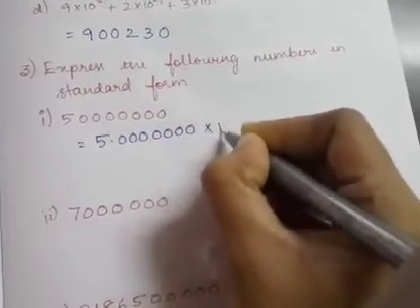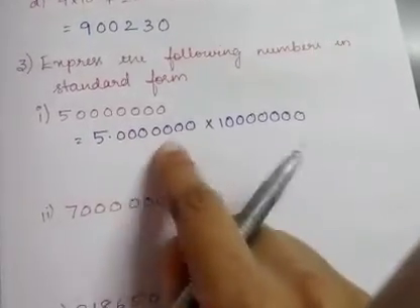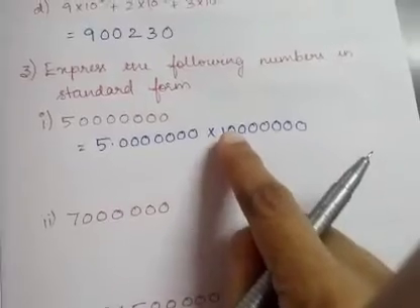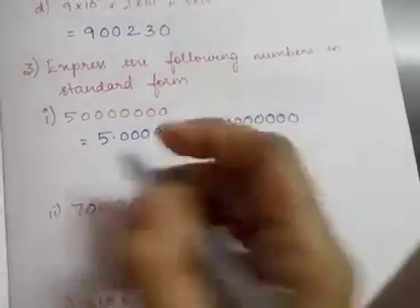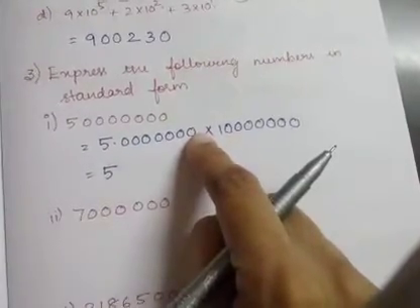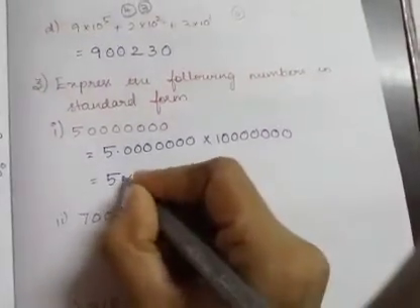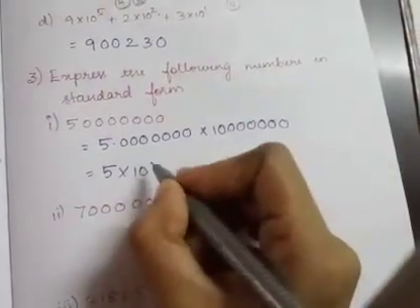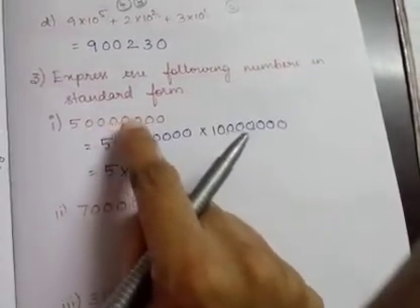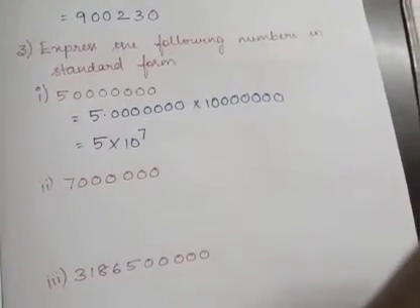5.0000000 into 7 zeros you will put, right? 5 point, you will write all the remaining values as 1 into 7 zeros. Now how will you write 5 point? These zeros are written on the right side of the decimal point, so you will neglect them. So 5 into 10 power 7, because after 5 how many digits are there? 1 2 3 4 5 6 7. So 5 into 10 power 7 is your standard form.